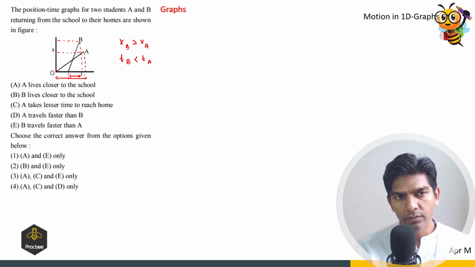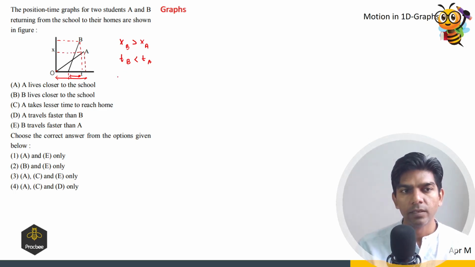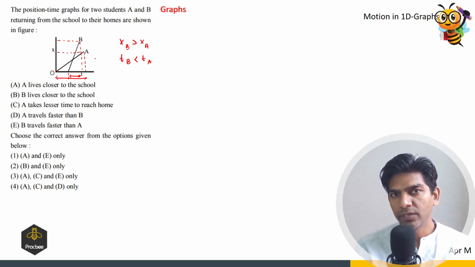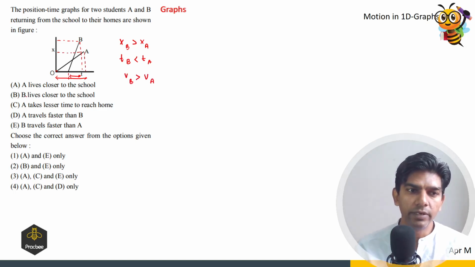And if you look at the slope of these two graphs, the slope of B is much steeper, so we can say the velocity of B is greater than the velocity of A. Now let us see the options.